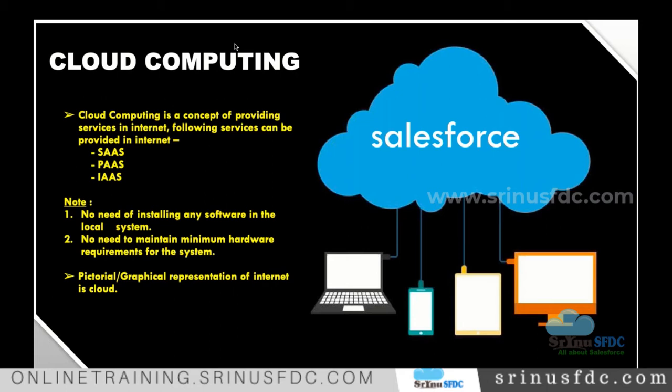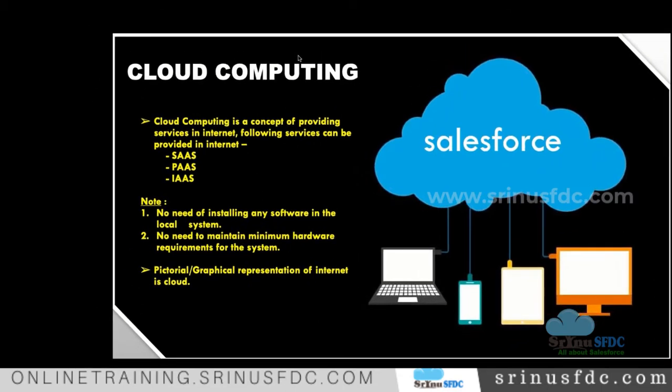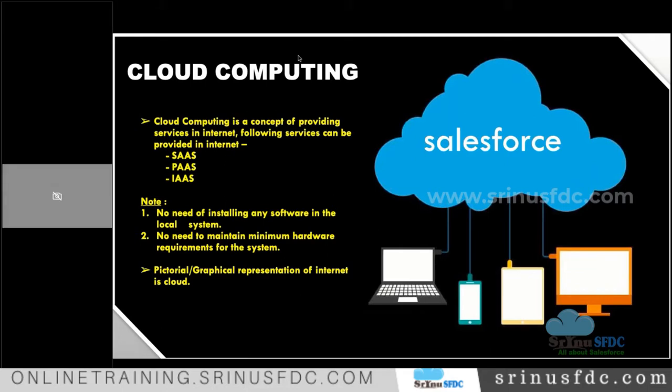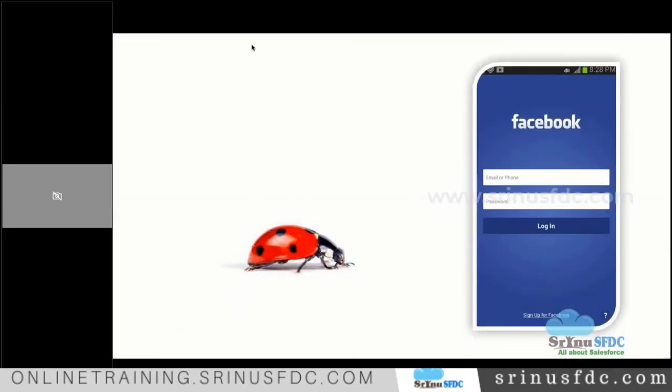Amazon is one of the companies. Google, Microsoft, all those are companies. By following the cloud computing approach, they are offering services in the market. Mainly with cloud computing, there are three different types of services: software as a service, platform as a service, and infrastructure as a service. These three services can be offered with cloud computing. Software as a service means any web application we use day to day, we can consider as software as a service.